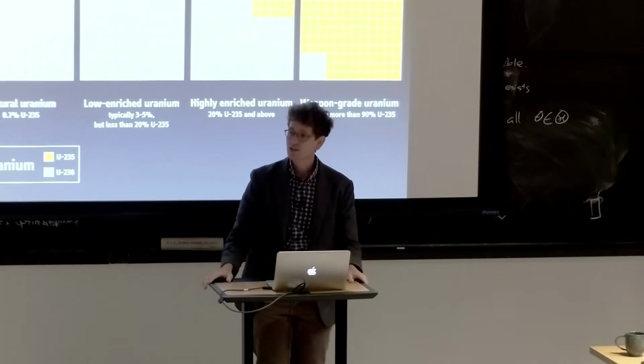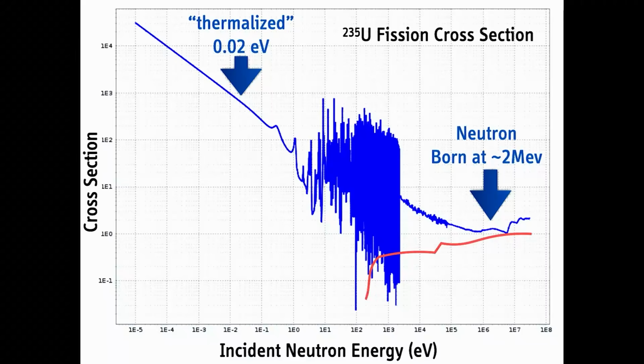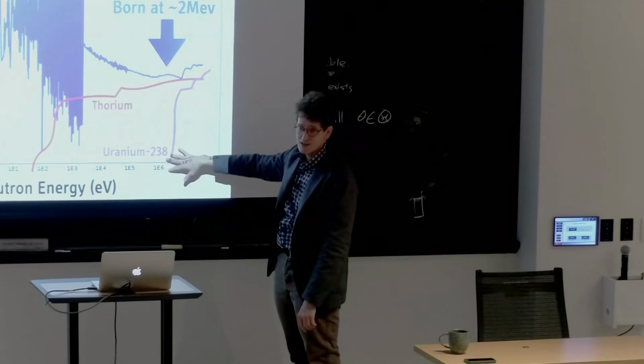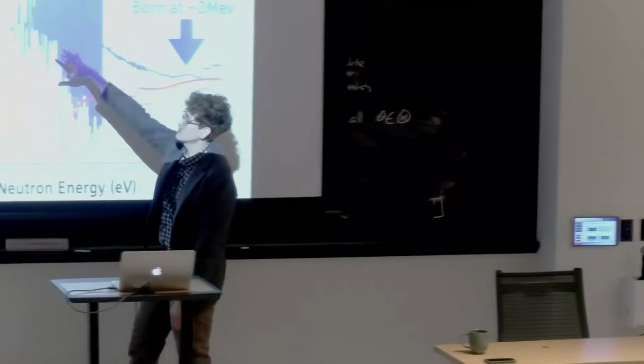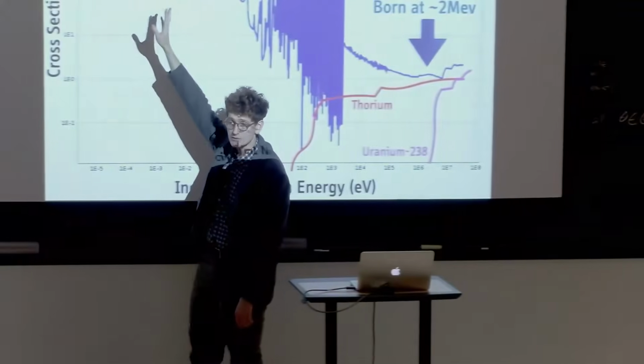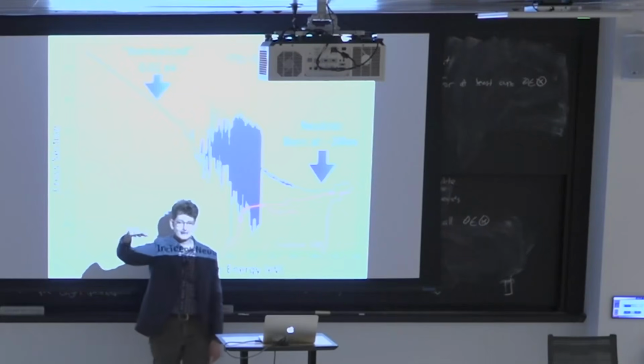This is actually most of the uranium used for reactors. This is good enough. Even though the fuel is still 95% uranium-238 and not very useful, it doesn't matter because this cross section goes up by so many orders of magnitude, and we have enough of it that we can get by.